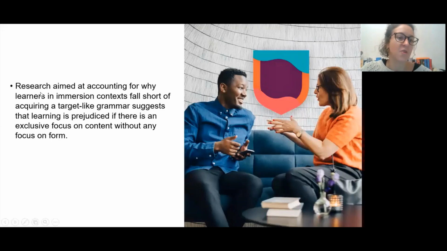And yeah, research aimed at accounting for why learners in immersion contexts fall short of acquiring a target like grammar suggests that learning is prejudiced if there is an exclusive focus on content without any focus on form. Very interesting phrase regarding grammar, but it's very often easier to understand grammar when we understand what we want to say and what we mean.